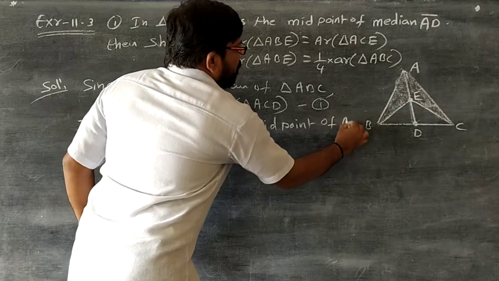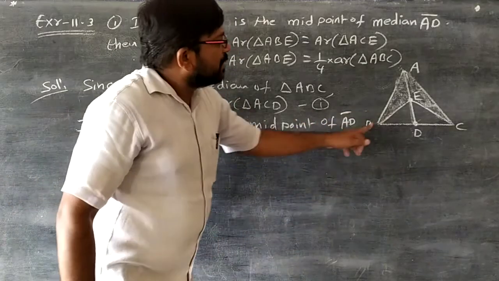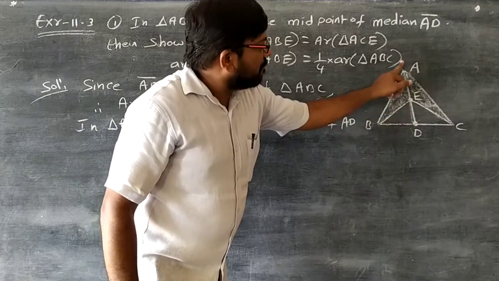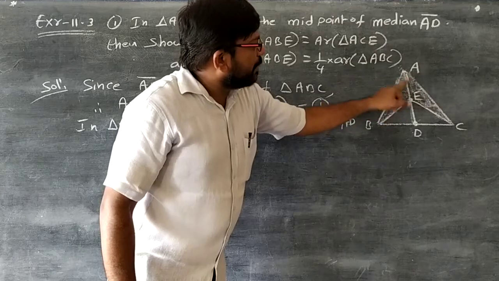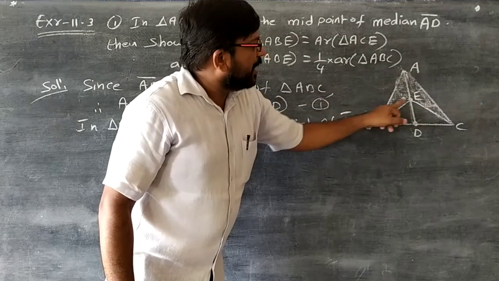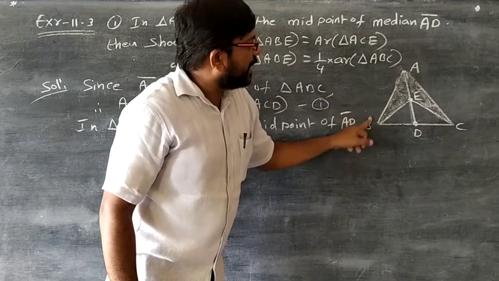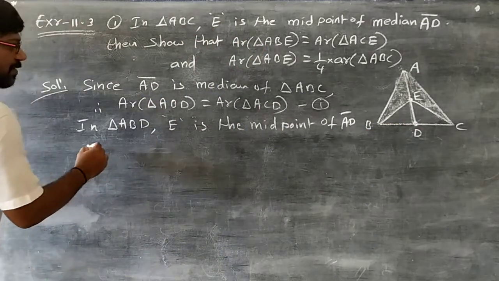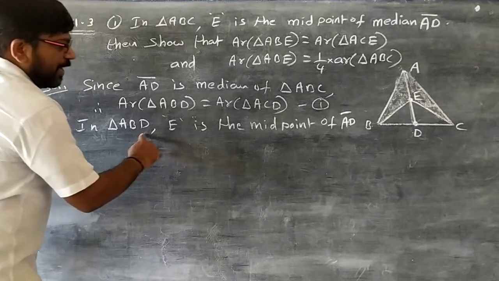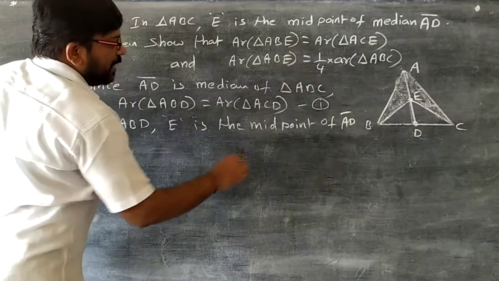E is the midpoint of AD. BE is the median for this triangle. Observe carefully. E is the midpoint of AD. BE is the median for triangle ABD, right? In triangle ABD, E is the midpoint of AD.